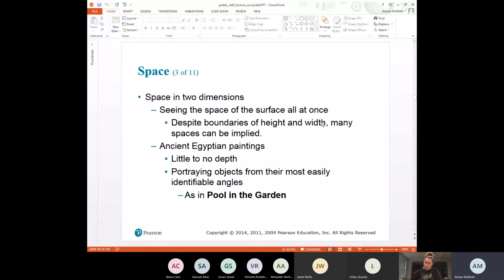Okay, sometimes we see space being used once again in a two-dimensional format to indicate, for example, with the ancient Egyptian painting that we're about to look at, that there is more than one room to the location. Sometimes it's used to create depth to the painting. There's two ways to do that, linear perspective and atmospheric perspective, which we'll talk about today.